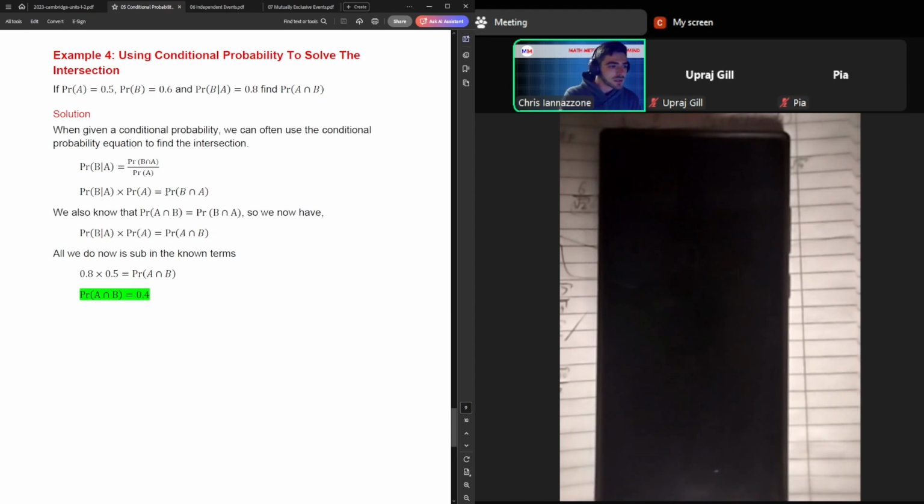It's also worth highlighting that the order in which these terms are written doesn't actually matter. B intersecting A is the same thing as A intersecting B. So by finding this, you do in fact find what we're looking for. All we're going to do is plug in the terms we already know. Probability of A is 0.5, probability of B given A is 0.8. Smack them together. There's your intersection.